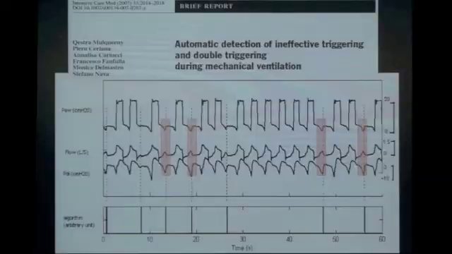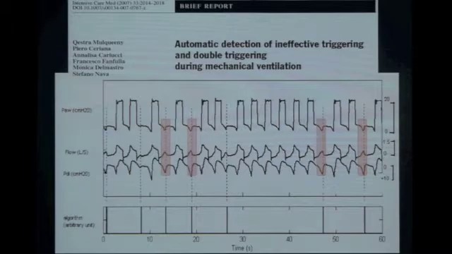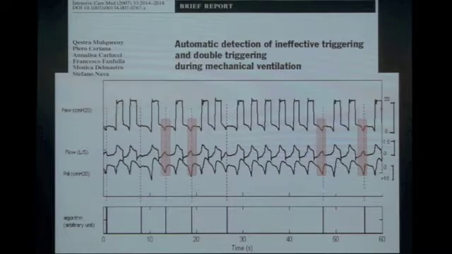Now, the fact that authors are getting more and more interested in this, and there are a few groups that produce work aimed at analyzing and detecting asynchronies during pressure support ventilation. And this is a software that was proposed by Stefano Nava and Elisa Carlucci and the group in Pavia. And there are other groups working in the same direction.